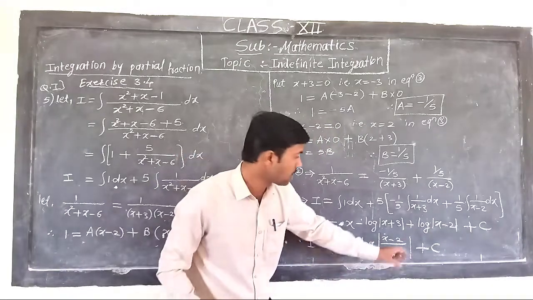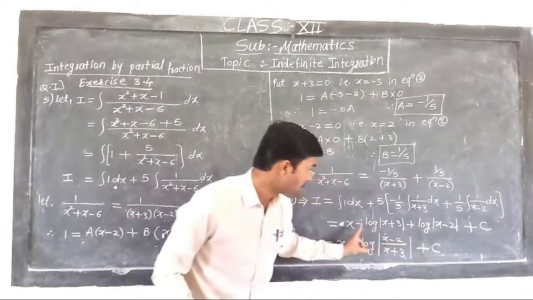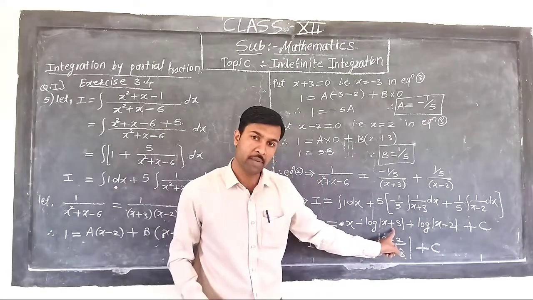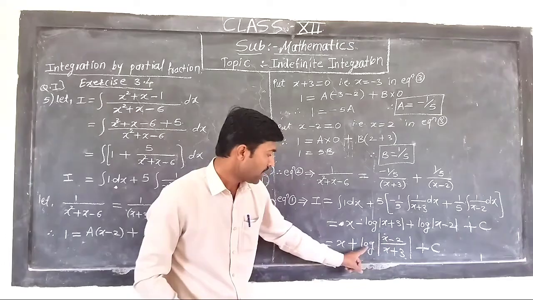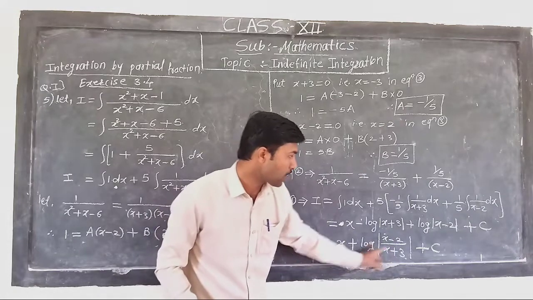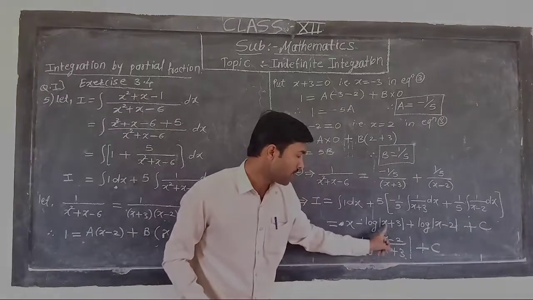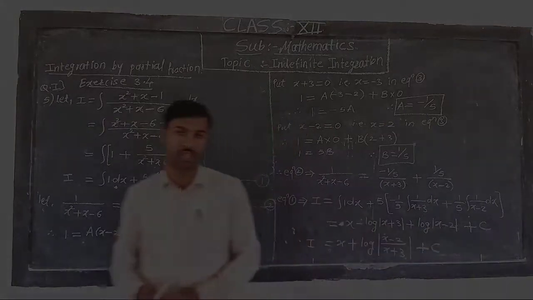If you observe this term, it is just log m minus log n, and log m minus log n can also be written as log of m upon n, that is log of m is x − 2 upon n is x + 3, plus the integration constant C.